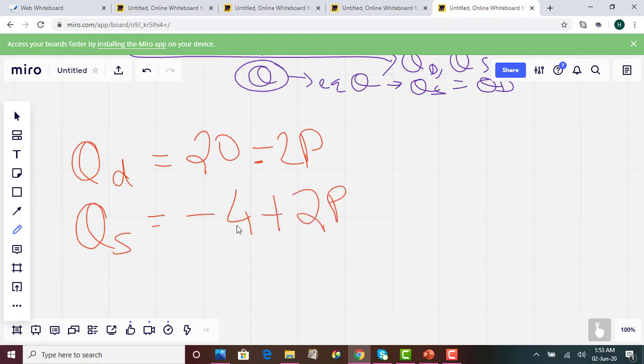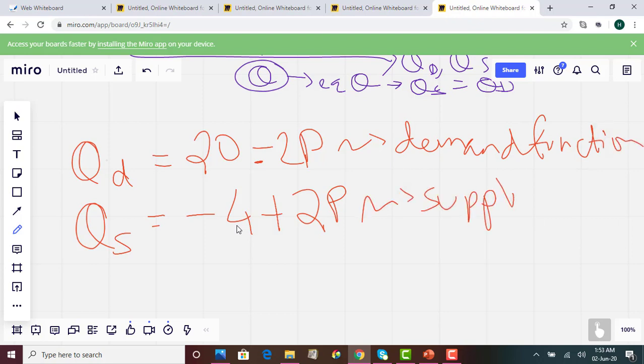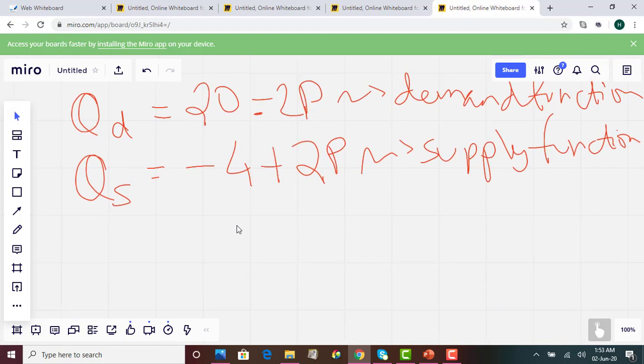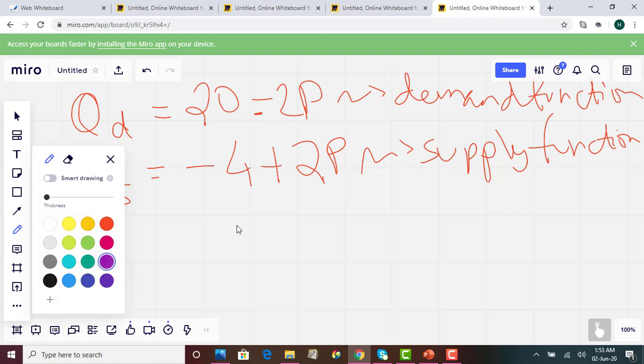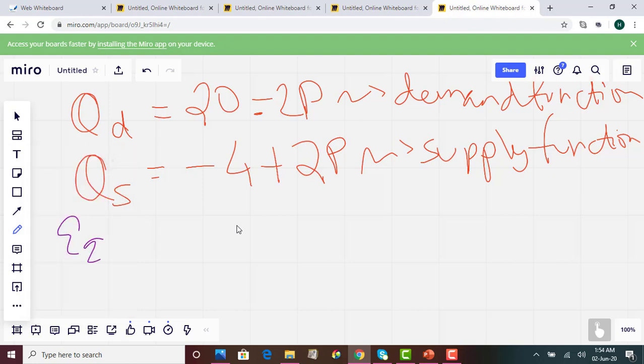So this is your demand function, and you know how to calculate this using a table or graph, and this is your supply function, and again you know how to calculate this using a table or graph, which I showed you before. Now if I give you these two functions and I ask you what your equilibrium price and quantity are, how do you calculate that?